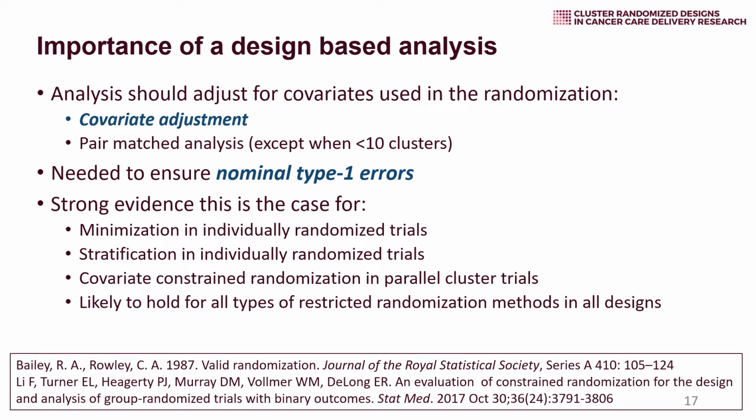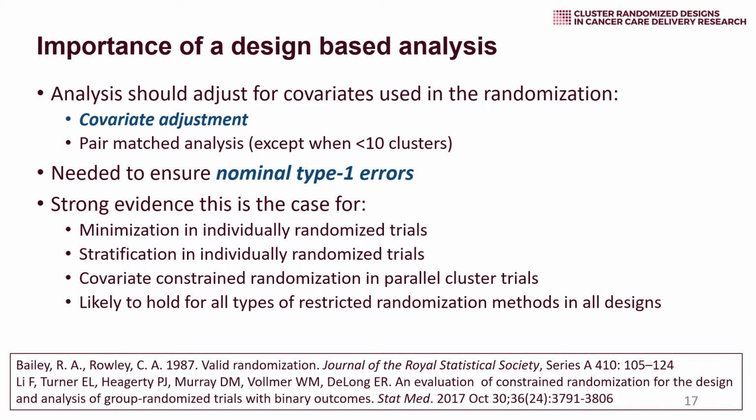One of the most important things to remember whenever a restricted method of randomization has been used, it's important to use what is called a design-based analysis. And this means that the analysis should allow for any covariates or variables that have been used in the randomization through covariate adjustment. Or if you've used a pair-matched design, using a pair-matched analysis, except perhaps in some settings where there are very few clusters. This is needed to ensure that the type 1 errors remain at 5%.